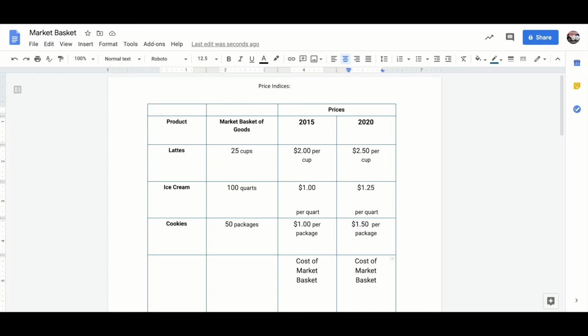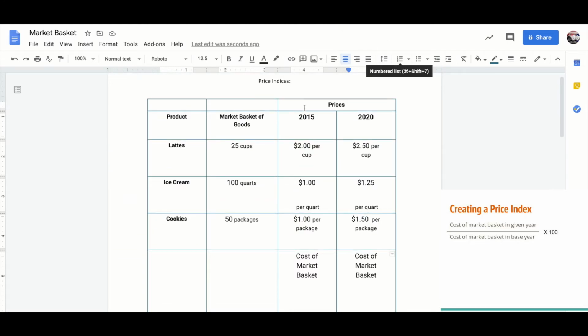All right, children, next what we're going to do is we are going to create our own price index. The way you do this is you take the cost of a market basket in a given year, divide it by the cost of a market basket in a base year times 100. So first I'll need to explain what a market basket is.